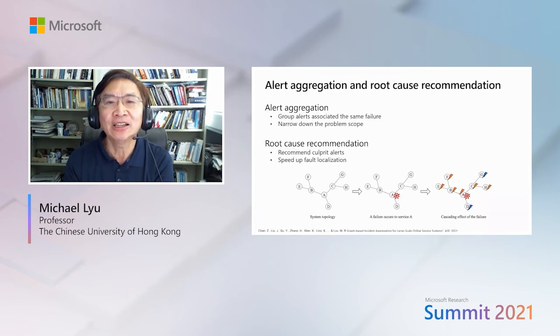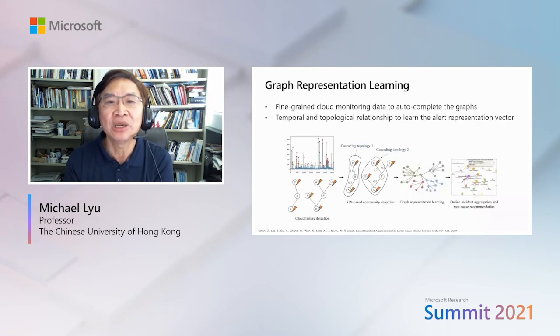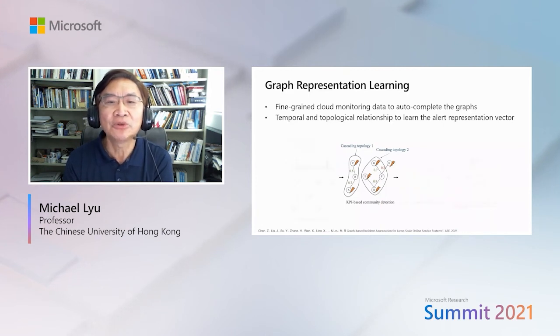To address these challenges, we propose an incident management framework based on graph representation learning. As shown in this figure, our framework consists of 4 steps. In the first step, we detect the incident bursts, which often indicate the occurrence of cloud failures. In the second step, we use more fine-grained cloud monitoring data, that is KPIs, to auto-complete the graph, which recovers the big picture of the failure.